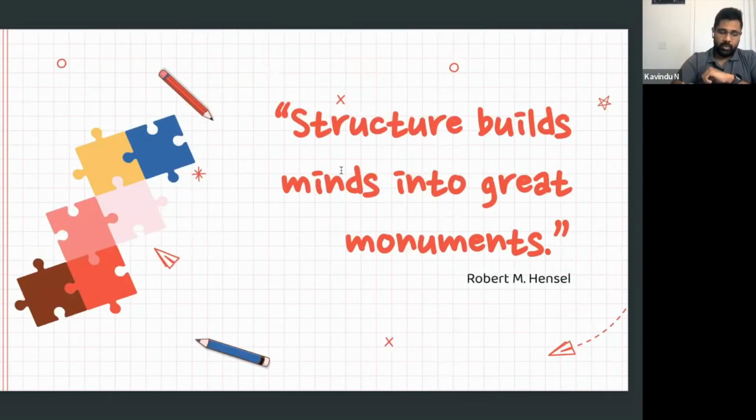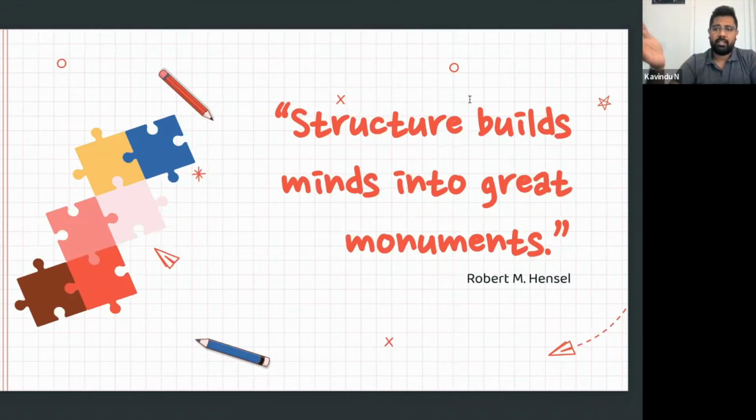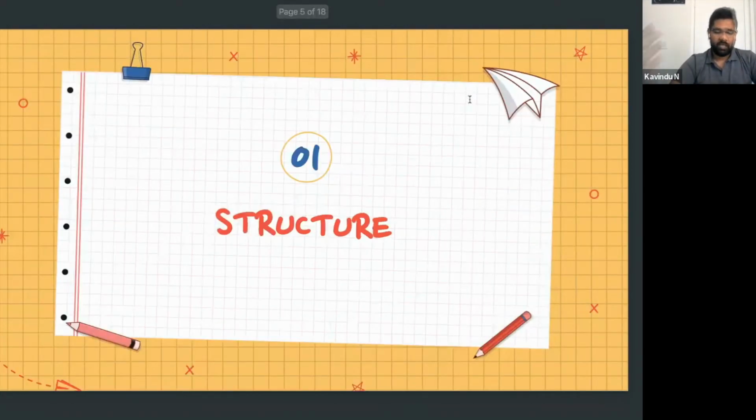Guinness World Record holder Robert M. Hansen once said that structure builds minds into great monuments. Similarly, in a presentation or in your speech, whatever the list of details or points you have, you need structure to make it into a better presentation. Then again, you might wonder, why do I need a structure to do a quick presentation? Why do I have to follow a structure?